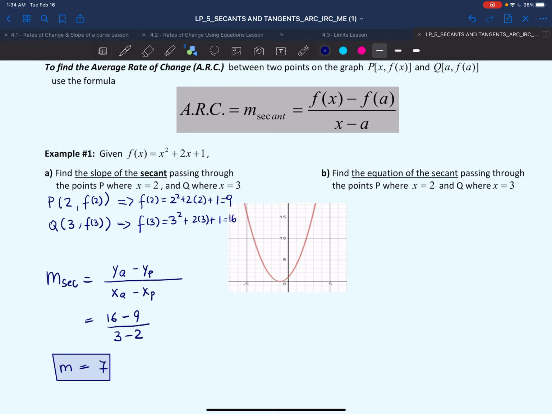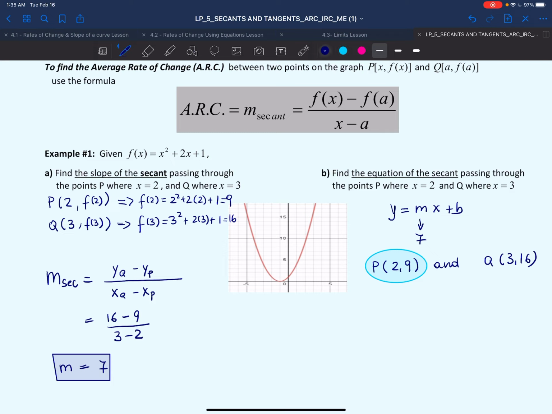Now the equation of the secant that is passing through these 2 points means that we're trying to find the equation in the form y equals mx plus b for a secant line whose slope equals 7 and passes through the points 2, 9 and 3, 16. We can use either point to find what the equation is, and I always tend to choose the point with lower coordinates.